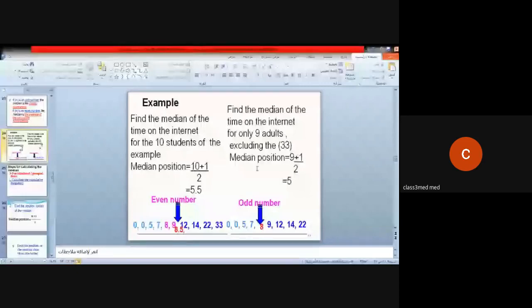When the number is odd, suppose that we exclude this 33, the last observation, and we leave only 9 observations. In this case, the median position is 9 plus 1 divided by 2, so it will be the fifth observation. We go back 1, 2, 3, 4. The fifth observation is 8, so the median here is 8. So there's no need to take an average. We have only one middle observation, and it is the median.